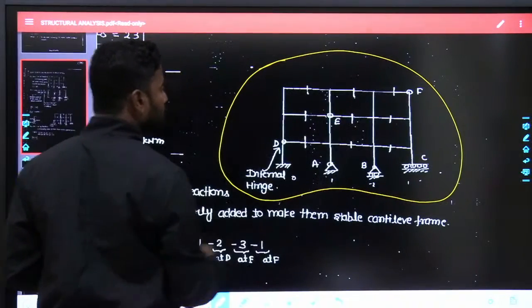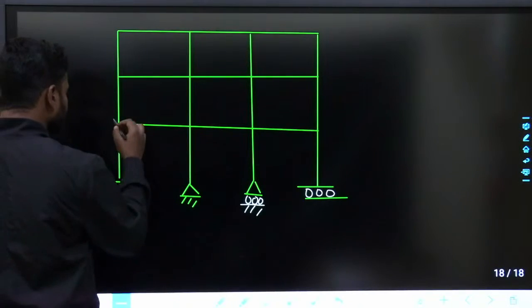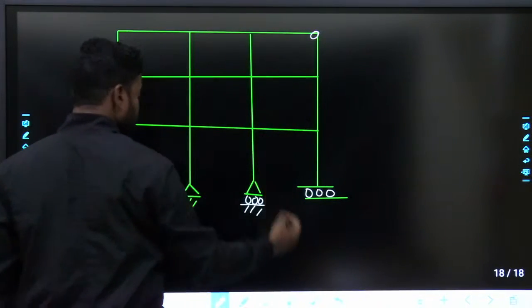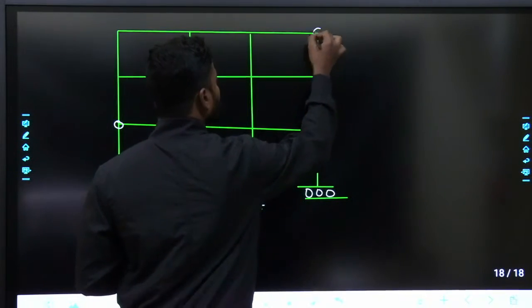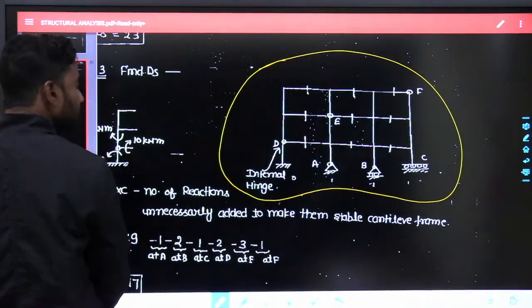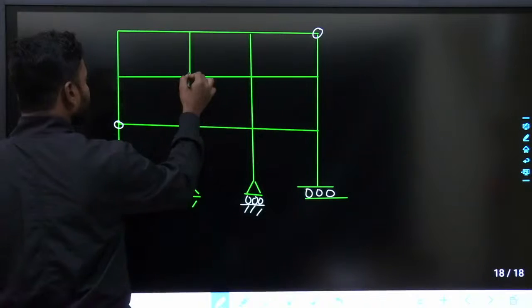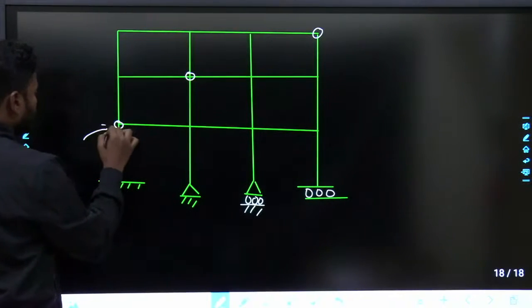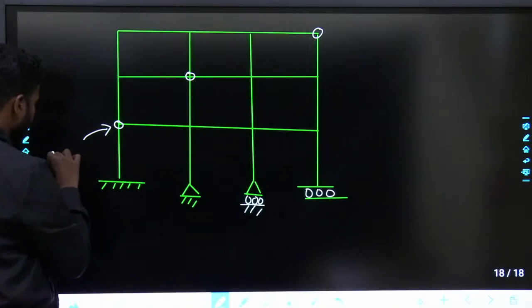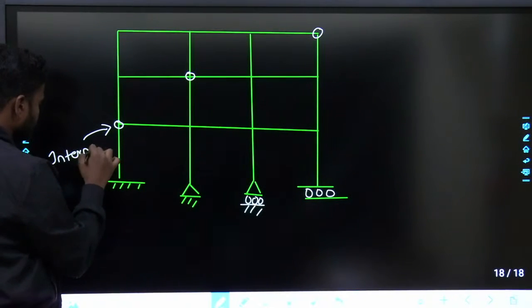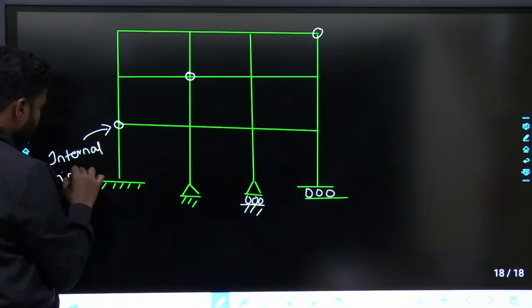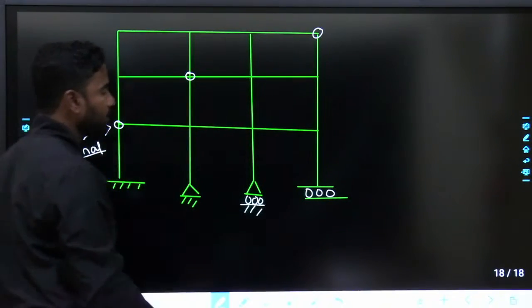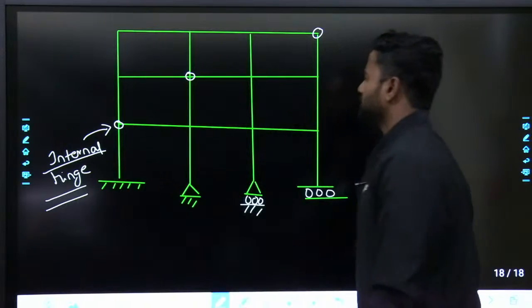One, two, three. This is called internal hinge. This is called internal hinge. They are asking us to find out DS for this static indeterminacy.